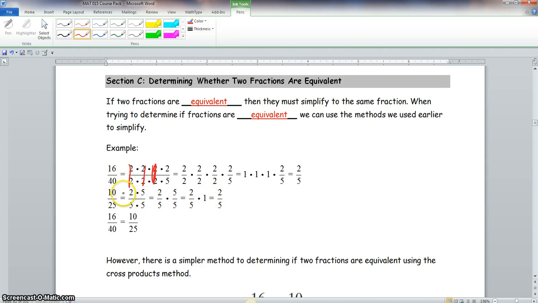Or we could do 10/25. Let's do a comparison. Now we did the prime factorization here. The only thing they have in common are these 5's, and you're left with 2/5. So 16 over 40 is equal to 10 over 25. They are equivalent.